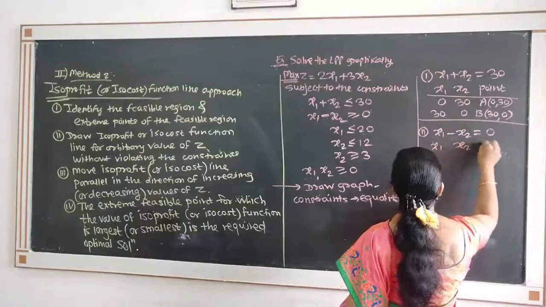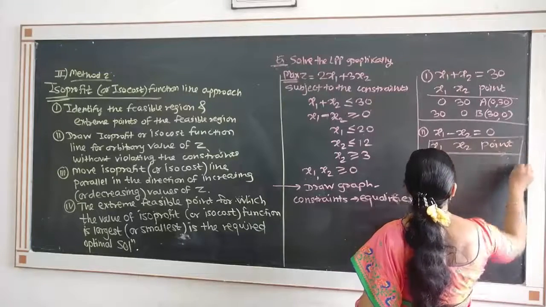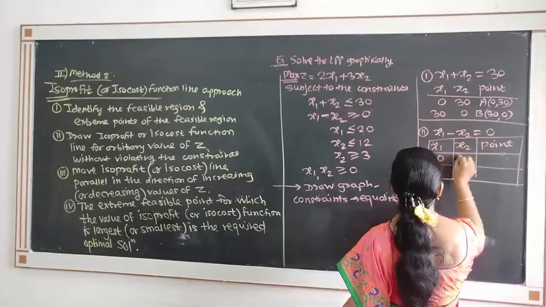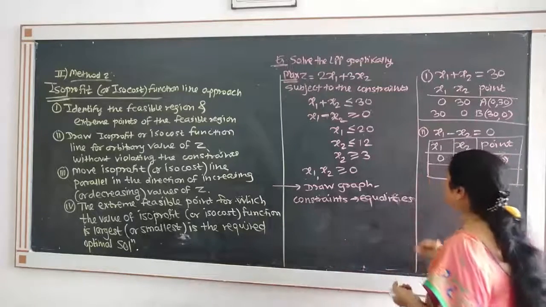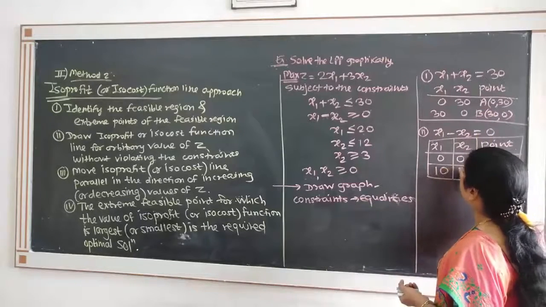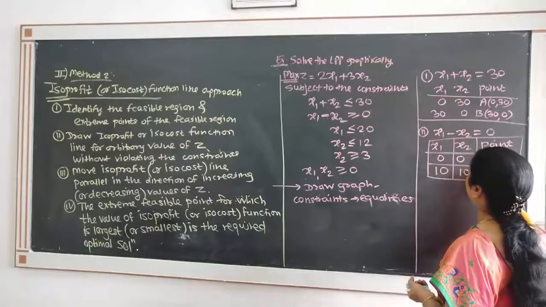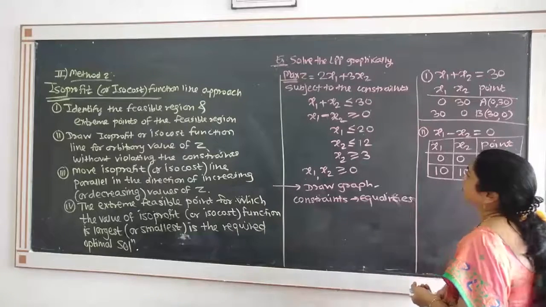Second constraint, x1 minus x2, equality becomes equal to 0. Take the points. One point is obviously 0, 0, the origin. For the second point, you can take any arbitrary value. I will take the value of x1 to be 10. So x2 is also equal to 10. So the next point C becomes 10, 10.